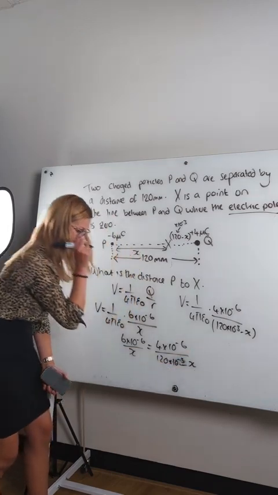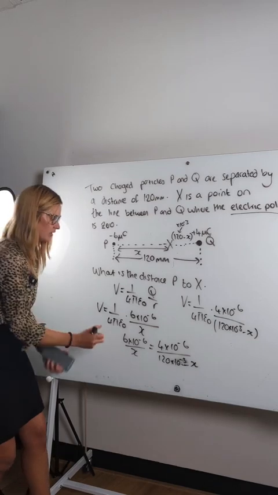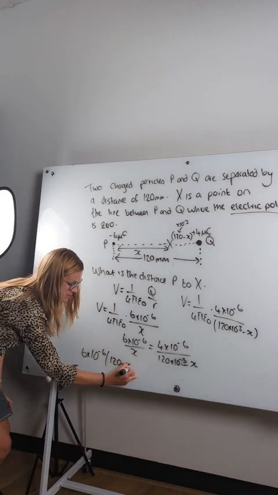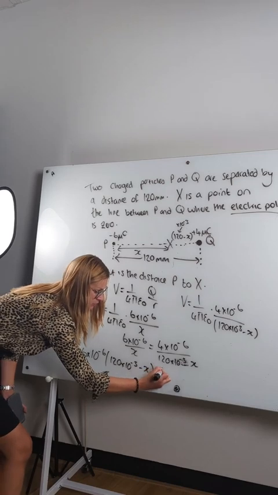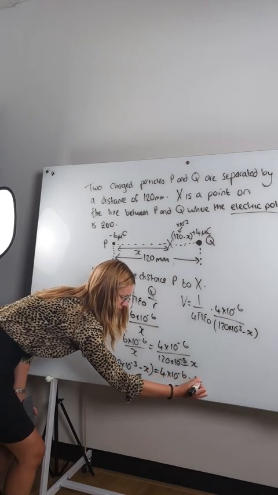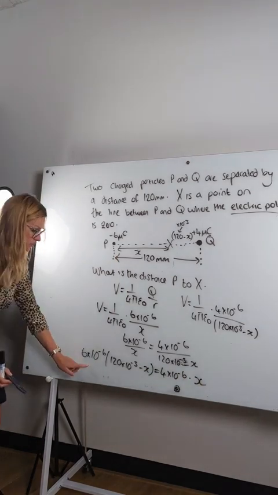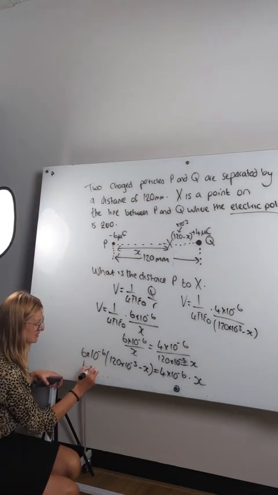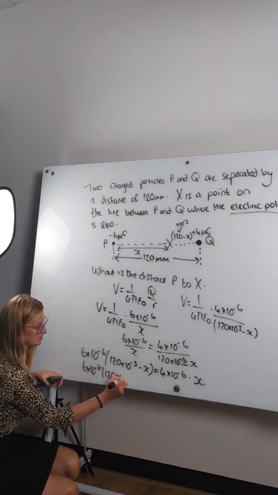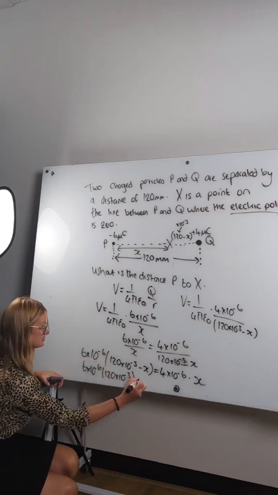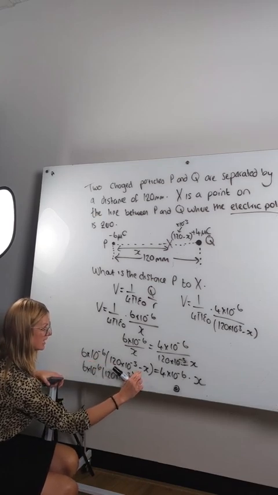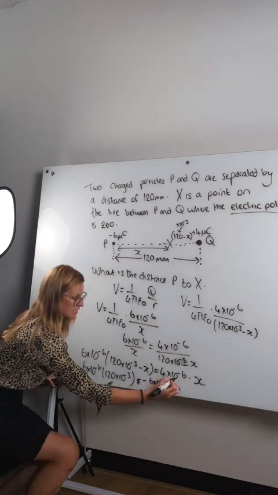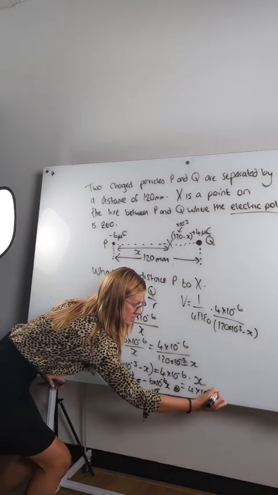Okay, so if I cross multiply, what I have now is 6 times 10 to the negative 6 times by 120 times 10 to the negative 3 minus X is going to equal 4 times 10 to the negative 6 times by X. Okay, so all I want to do is factorize out these brackets now. So I factorize the brackets, it's going to go down. I've got 6 times 10 to the negative 6 times 120 times 10 to the negative 3 times by negative X times by 6 is going to be negative 6 times 10 to the negative 6 times X equals my 4 times 10 to the negative 6 times X.